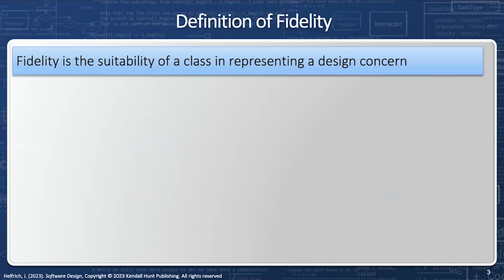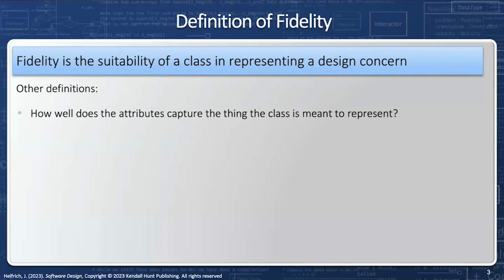Now, fidelity is the suitability of a class in representing a design concern. Now, there are other definitions which are equally valid. Let's go through each one of them. Fidelity is how well the attributes capture the thing the class is meant to represent. Now, remember, classes represent things, not verbs, so they're going to be member variables, otherwise known as attributes, rather than functions.